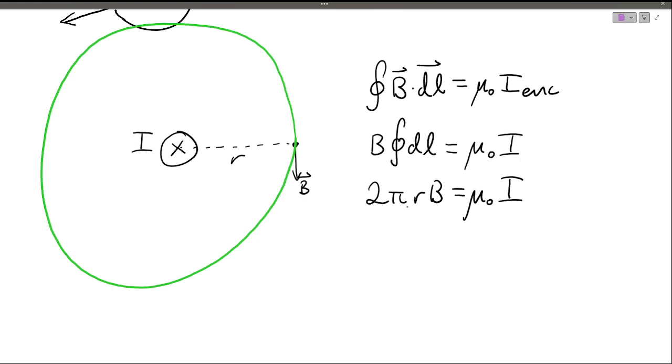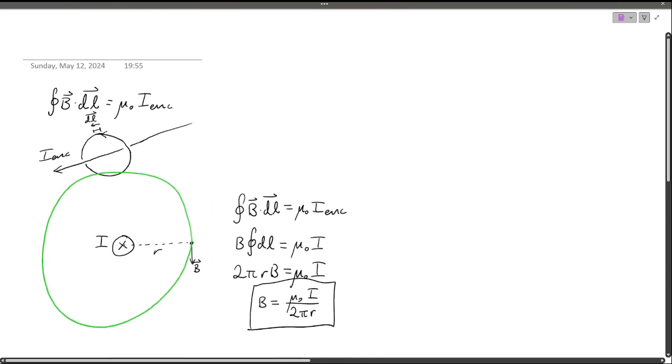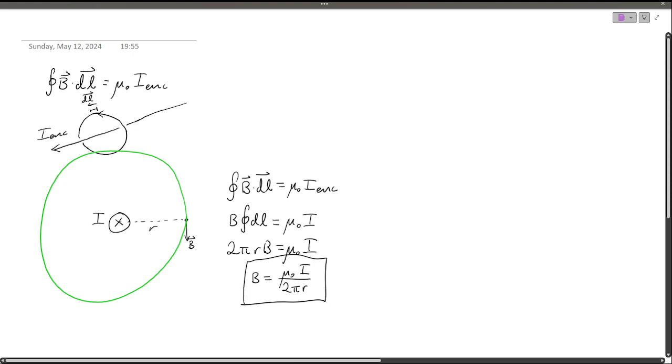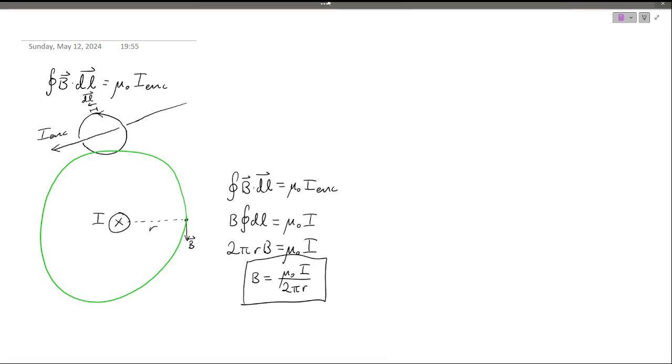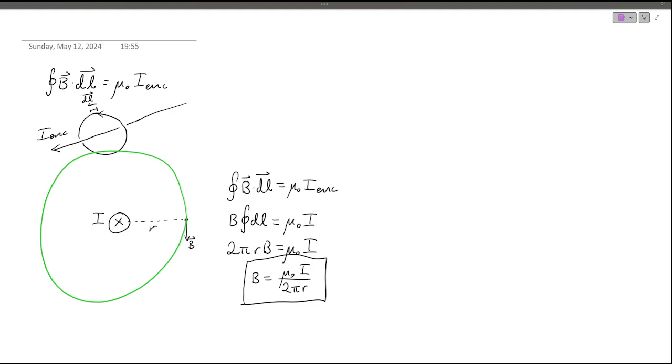And with that, you've just derived B sub r, which says B is equal to mu naught I over 2 pi r. And there you have it. That's how you use Gauss's law, or not Gauss's law, rather Ampere's law. Just draw an Amperian surface, do your little integral, and then you'll have the B field. Hope this helps you on your AP exam.